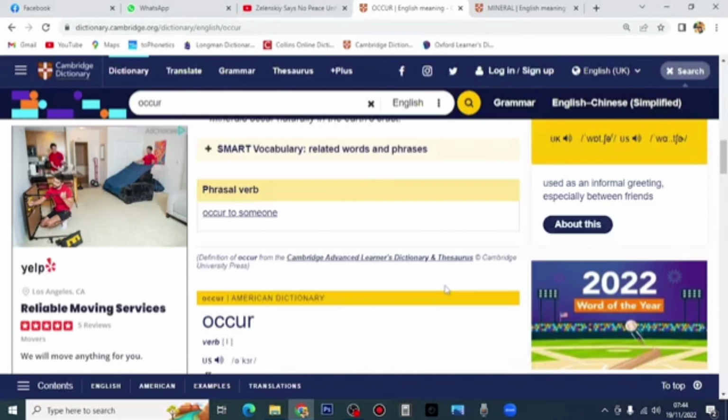Okay, so that is the meaning of occur and how to pronounce occur. Remember, it is not occur.